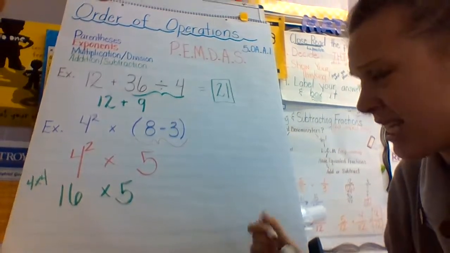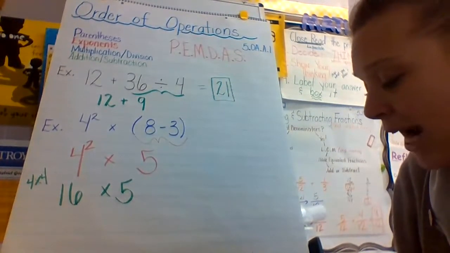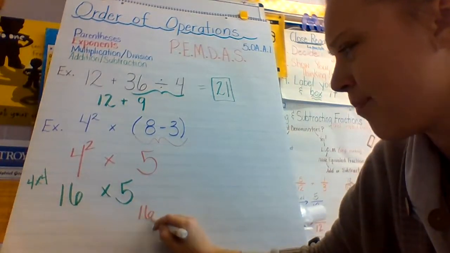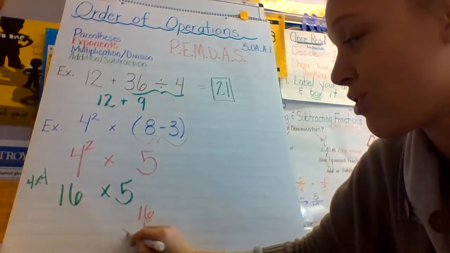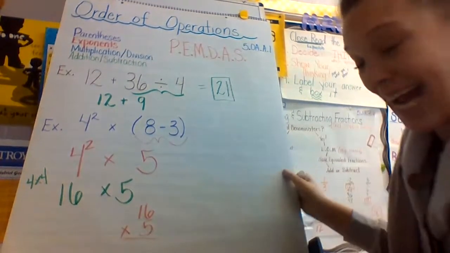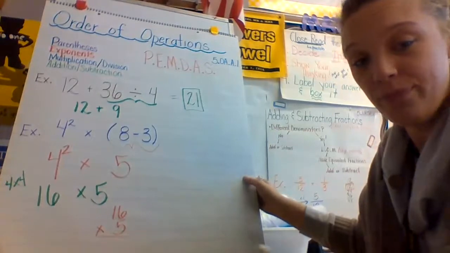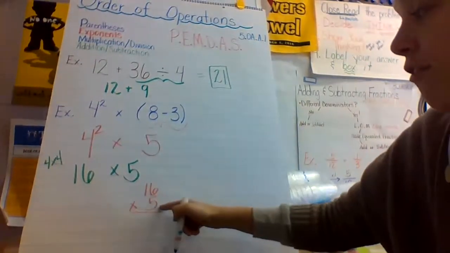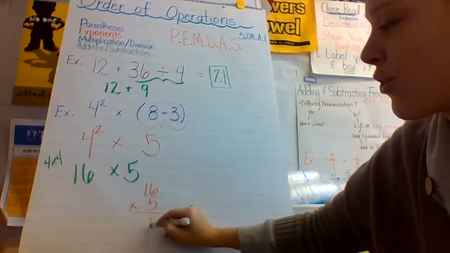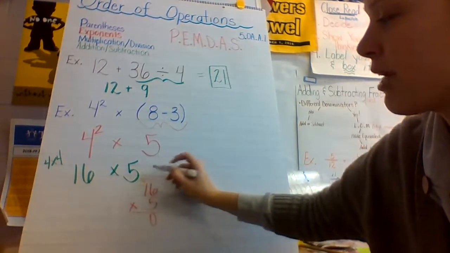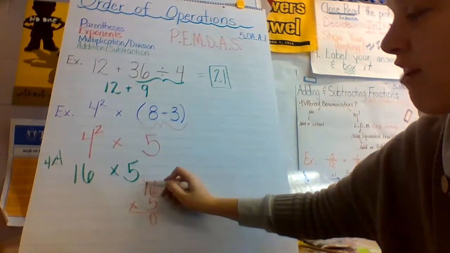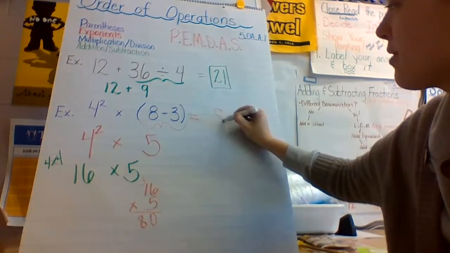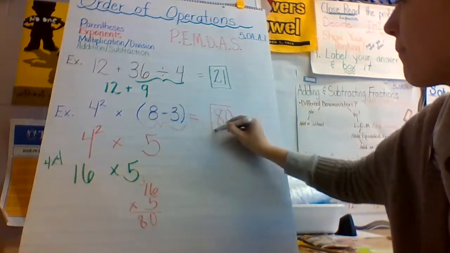That's our last step. If you like to write it as a standard algorithm, you could do that as well. Sometimes I like to rewrite it because my brain is used to learning it and working it out with a standard algorithm. Okay. 5 times 6 is 30. Drop my 0, carry my 3. 5 times 1 is 5, plus 3 more is 8. So my final answer is 80.